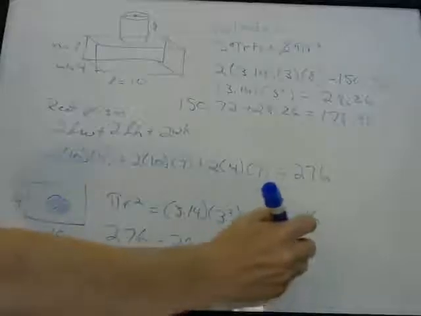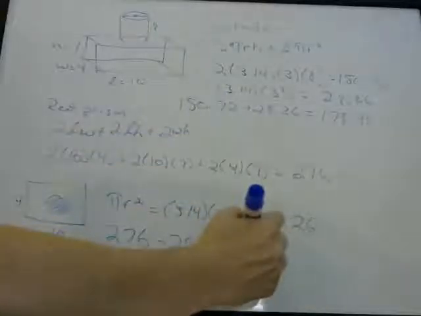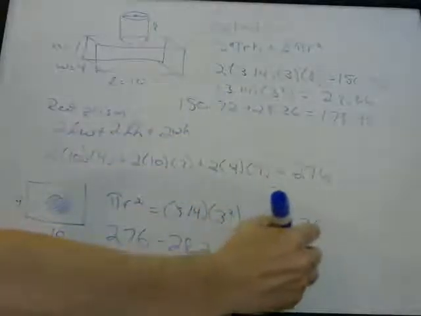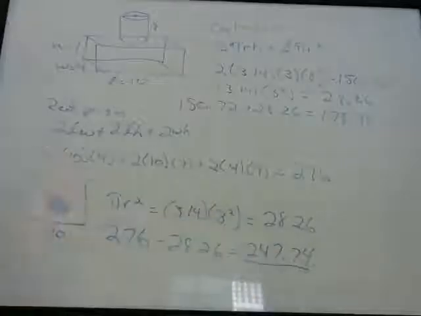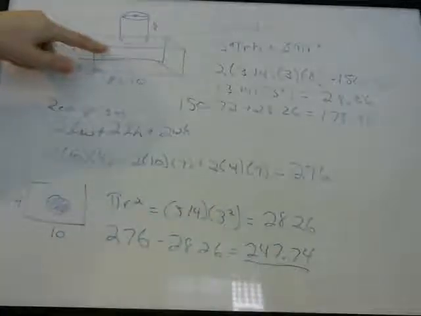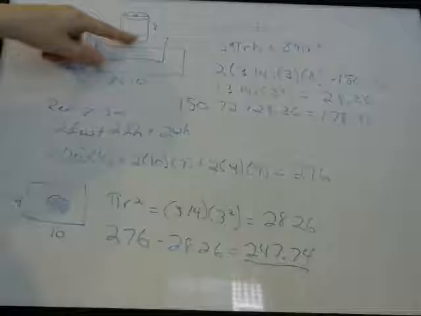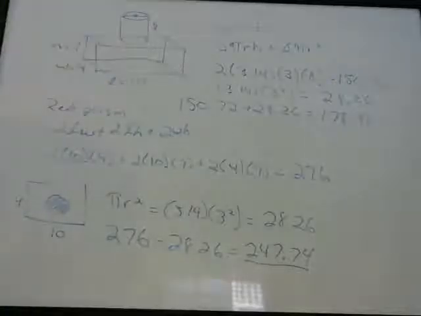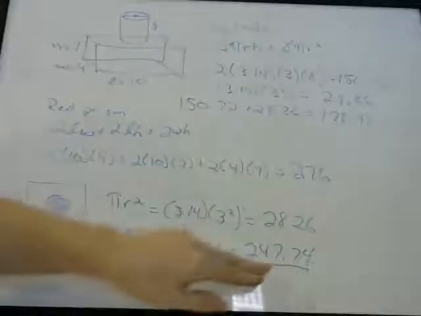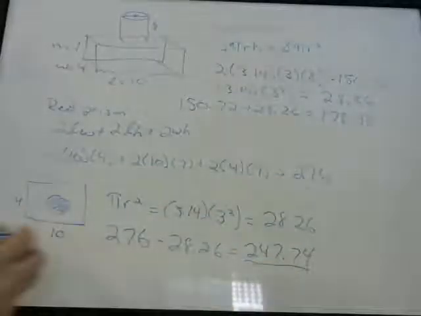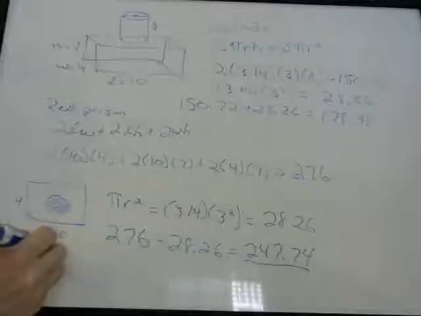Oops. No, sorry. That is going to give us 247.74. So this is the area of the rectangular prism that we actually need, because it subtracts out that top part. So now we have the area of the cylinder that we need and the area of the rectangular prism that we need. So we're just going to add those two together.